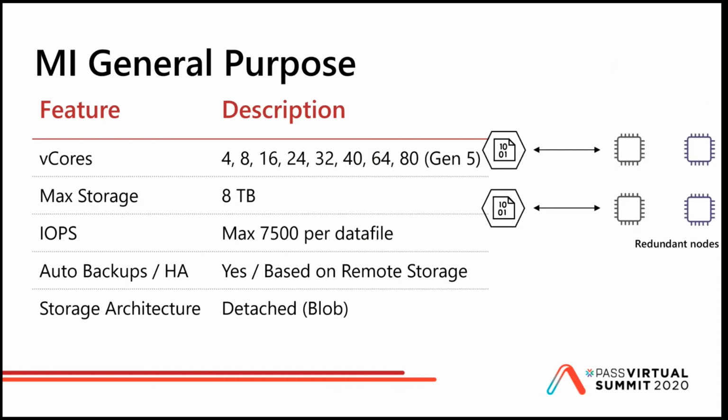Let's get to the general purpose, very high level. In the case of managed instance, right? We have from 4 to 80 cores on the generation 5, which is the current generation. As of today, we have a maximum storage of 8 terabytes. IOPS up to 7,500 per data file, and depending on the amount of data files you have, it will grow depending on the amount of storage you have. So the highest will have the most files behind the scenes. You have auto backups in place and HA, which is based on remote storage. And finally, there is a key differentiator with business critical, which you will see on the next slide, which is storage. It's detached, right? So we have blob storage behind the scenes. The access time, I believe it's around 5 to 10 milliseconds on average. Most people will use this as a general purpose database.